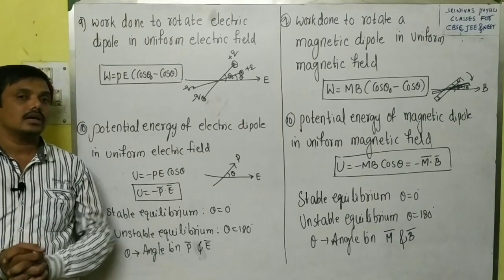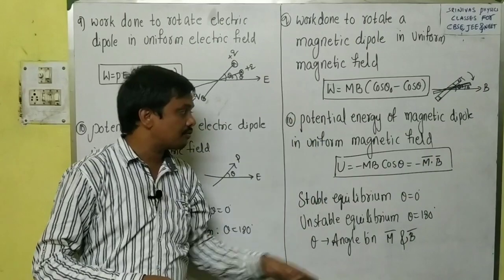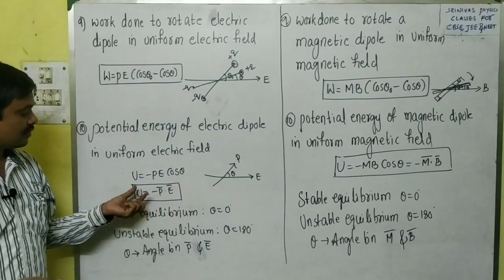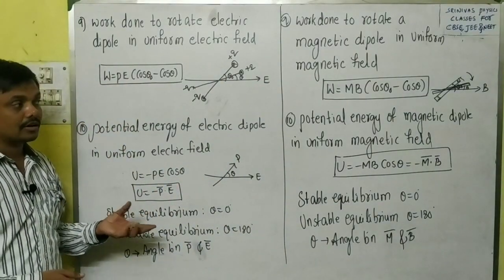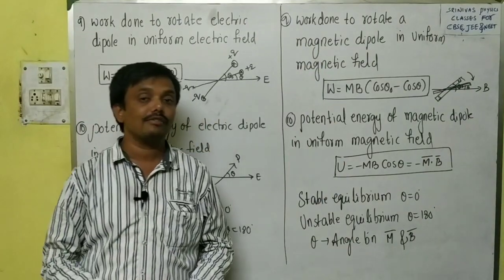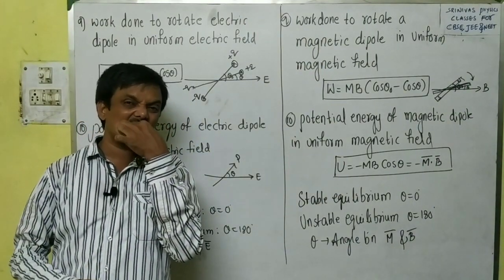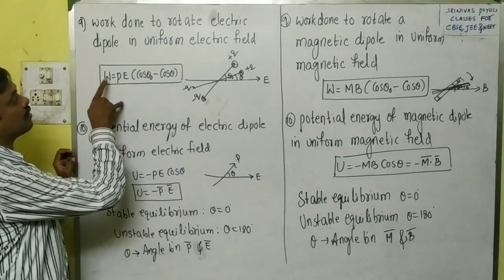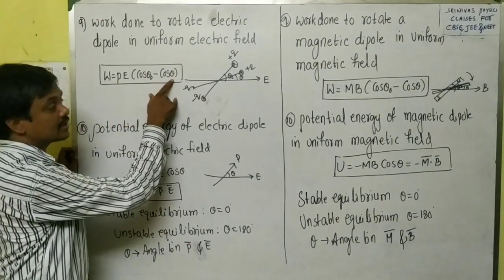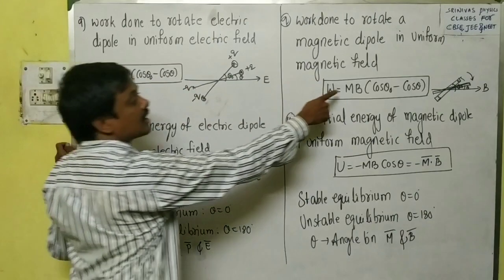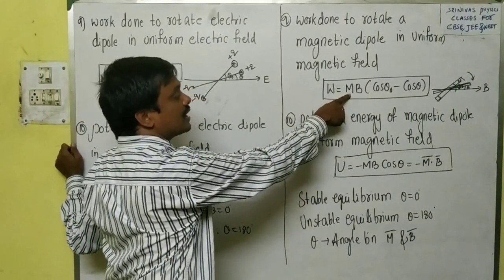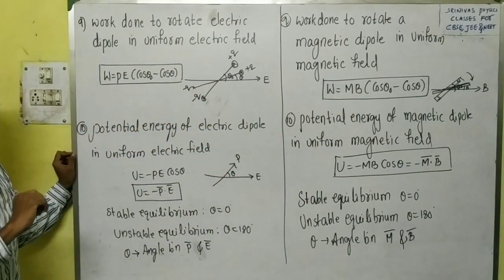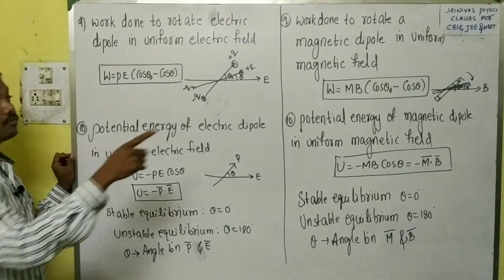It was very simple. Whatever formulas I said, 10 formulas and 10 points in magnetism, we already discussed and derived all these formulas in electricity. But in magnetism we are not going to derive them; we want to use them directly. When you use them directly, just change a few terms. For example, the work done formula is PE (cos theta naught minus cos theta). Instead of electric dipole moment P, you get magnetic dipole moment M. In place of electric field, magnetic field will come. And one more change: instead of charge, pole strength will come.